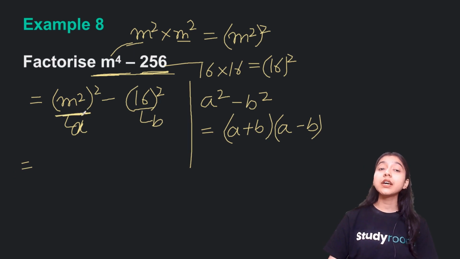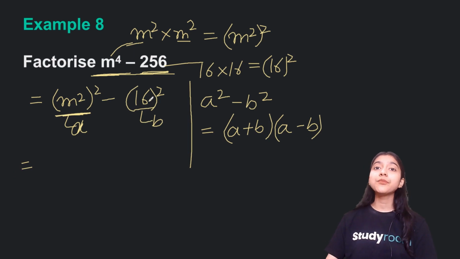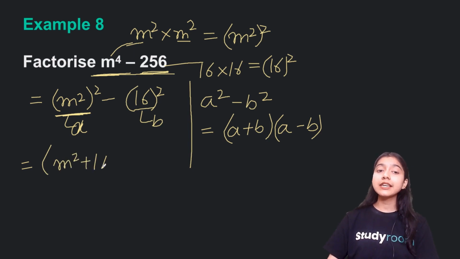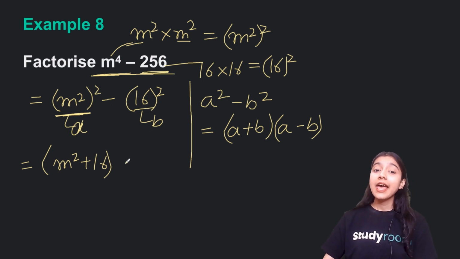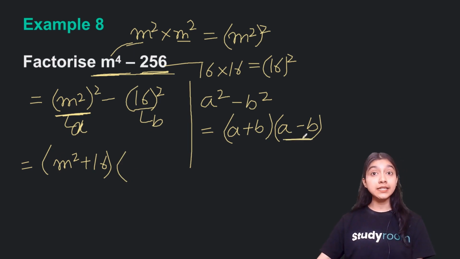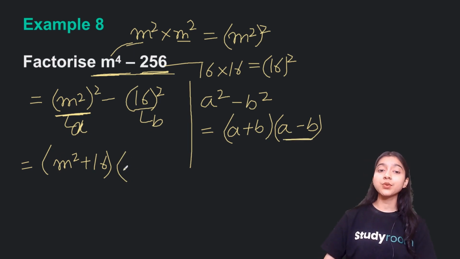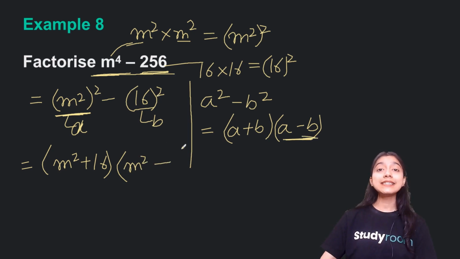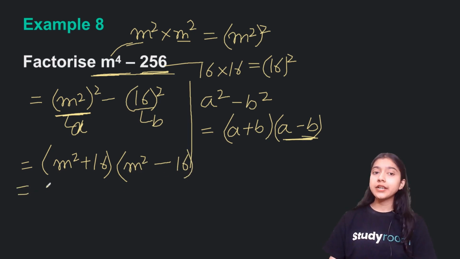The first term over here, a is m square and b is 16. So a square minus b square, that means m square whole square minus 16 square will give us m square plus 16. Why? Because we have to write a plus b. In place of a we have m square, in place of b we have 16. And then whole multiplied with a minus b. A we have as m square, so m square and then minus b. Minus b is 16 in this case. So we have this. Now, we can further break this down.